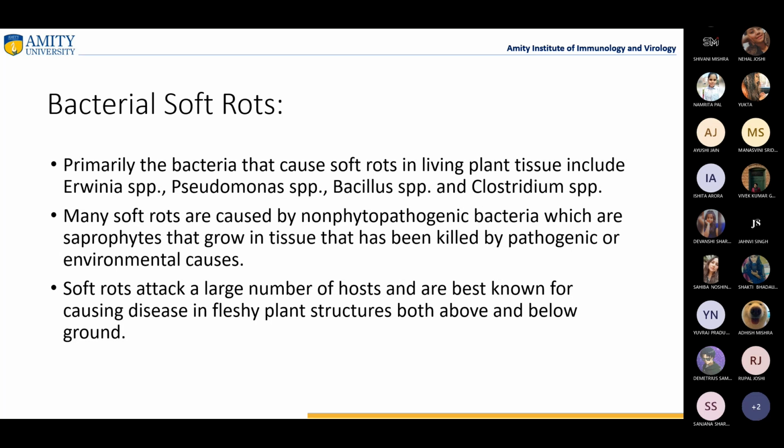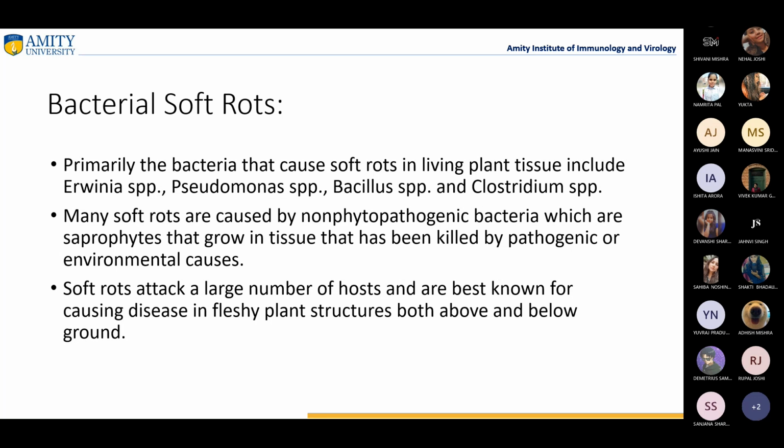So soft rots, that means the tissue becomes soft due to the rotting which is being caused by the bacteria, right? So primarily the bacteria that cause soft rots in a living plant tissue include Erwinia species, Pseudomonas, Bacillus, and Clostridium species. And sometimes these are caused by non-pathogenic phytopathogenic bacteria also, which are saprophytes that grow in tissue that has been killed by pathogenic or environmental causes. So it could be due to the saprophytes also.